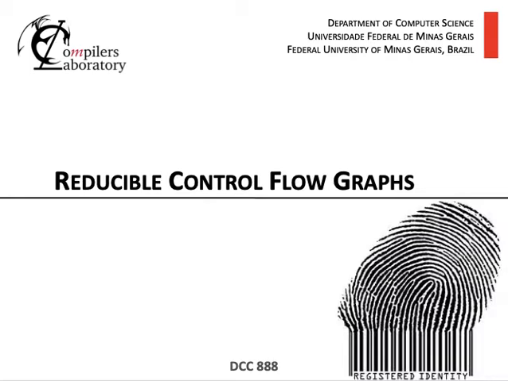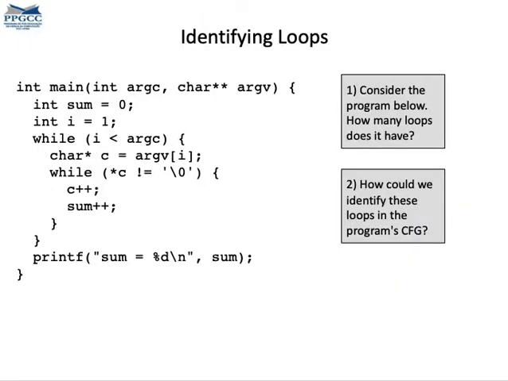The first goal of today's class is to identify loops. We need to recognize them in the program's control flow graph, but we shall restrict ourselves to a particular class of CFGs, which we call reducible. We shall see what that is today.